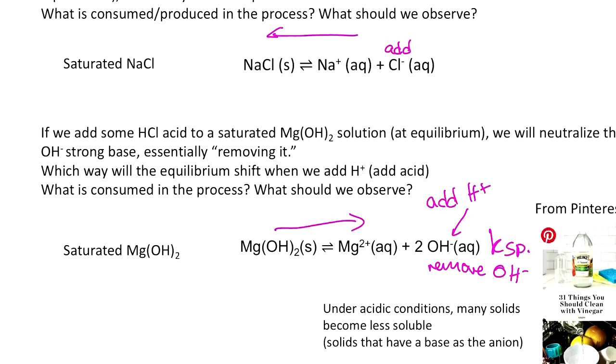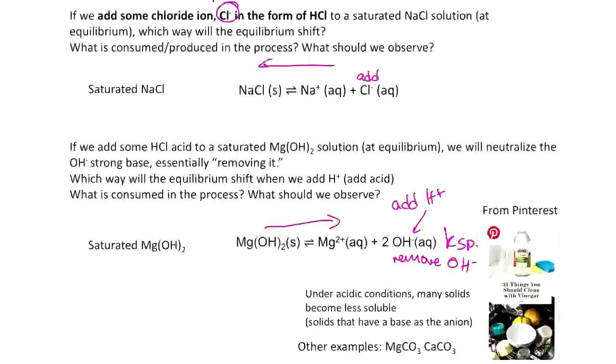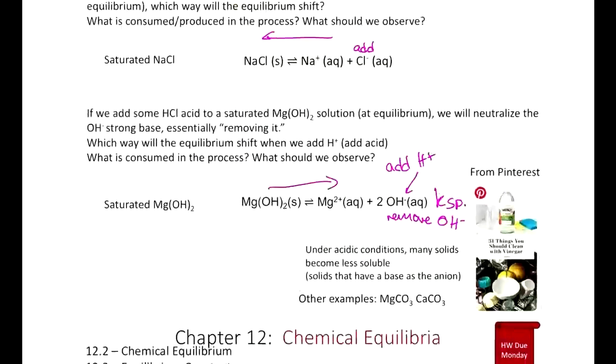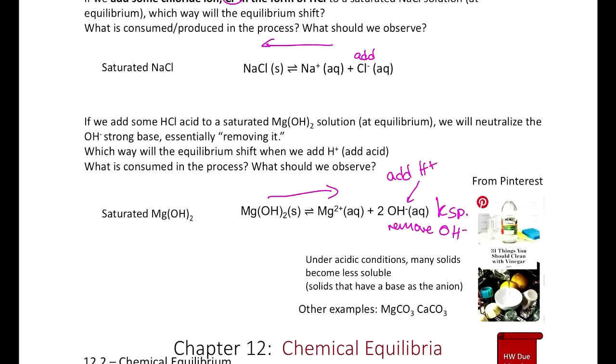So what should our eyeballs see? What happens to the solid? It disappears, all right? So what we see is that when you dissolve some solids in acidic conditions, they become more soluble. And the reason is because they have a base present in the ions on the product side.